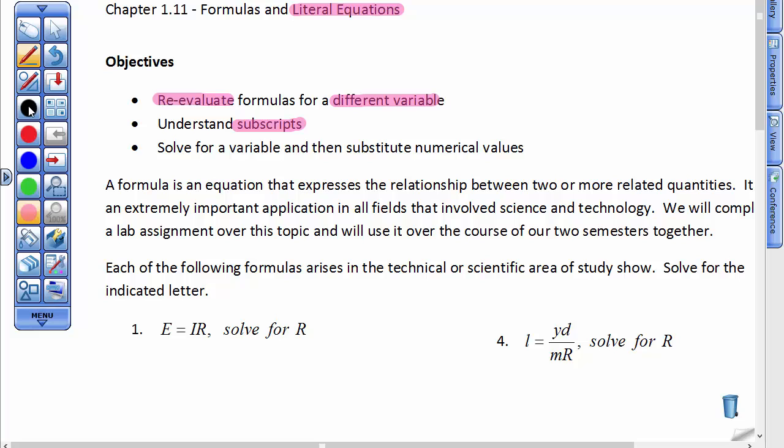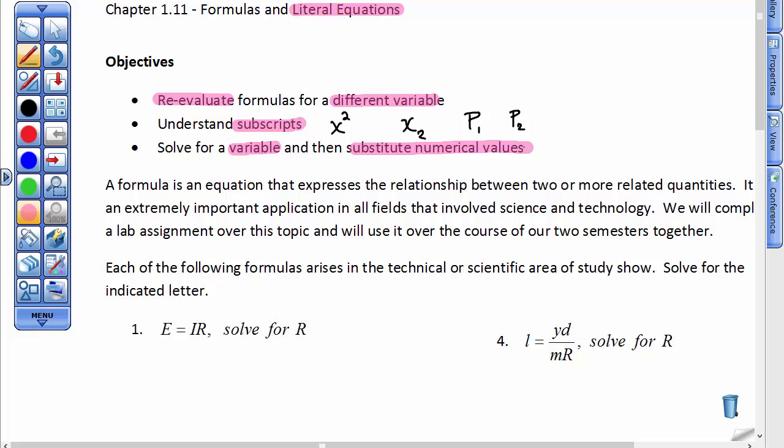subscripts. What I mean by this: x to the second power, that's a superscript. Subscript, x sub 2, is when that real small number is low. P sub 1 would stand for maybe the pressure at time 1, and P sub 2 would stand for the pressure at a different time 2. So, subscripts. We're also going to solve a formula for a variable, and then we're going to substitute numerical values in to use it. So that's the purpose.